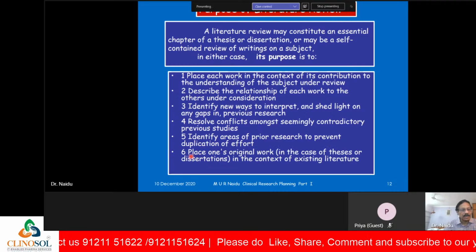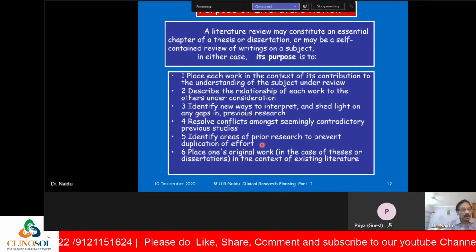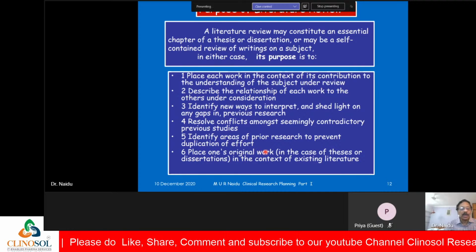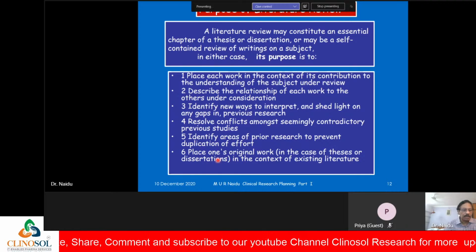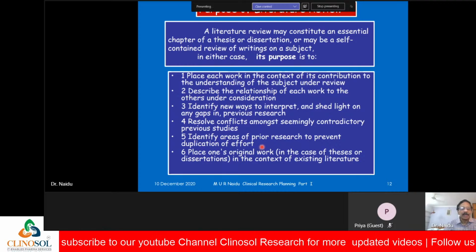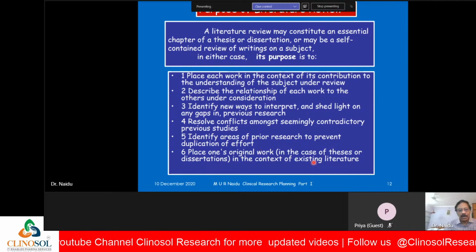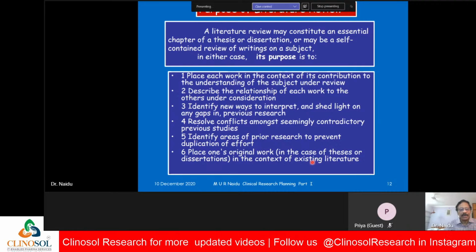And another thing is that it establishes one's original work. When you complete and send for publication, this will be your original work. It may be from your thesis or it may be for your dissertation. So just don't duplicate what somebody else has done. You should have your own original work, and this is only possible once you have a very good literature survey.